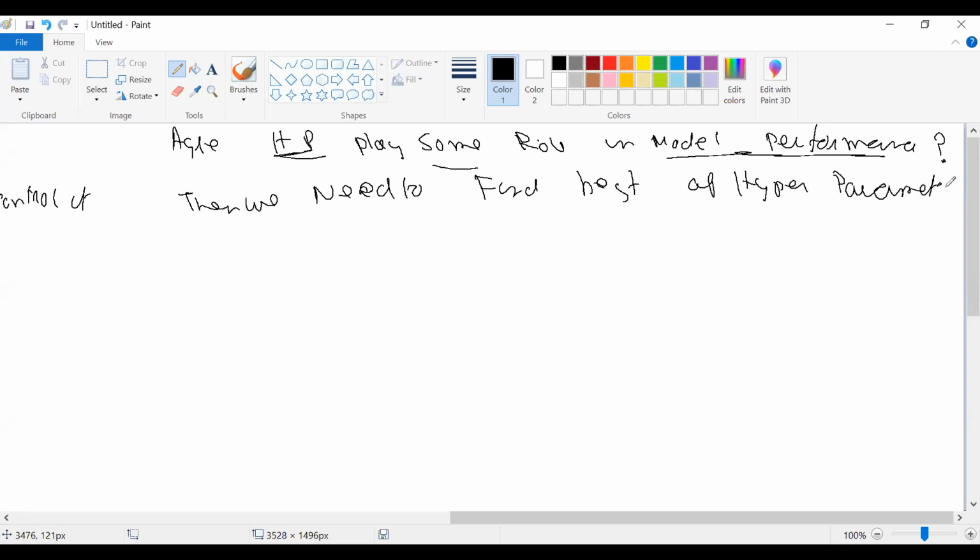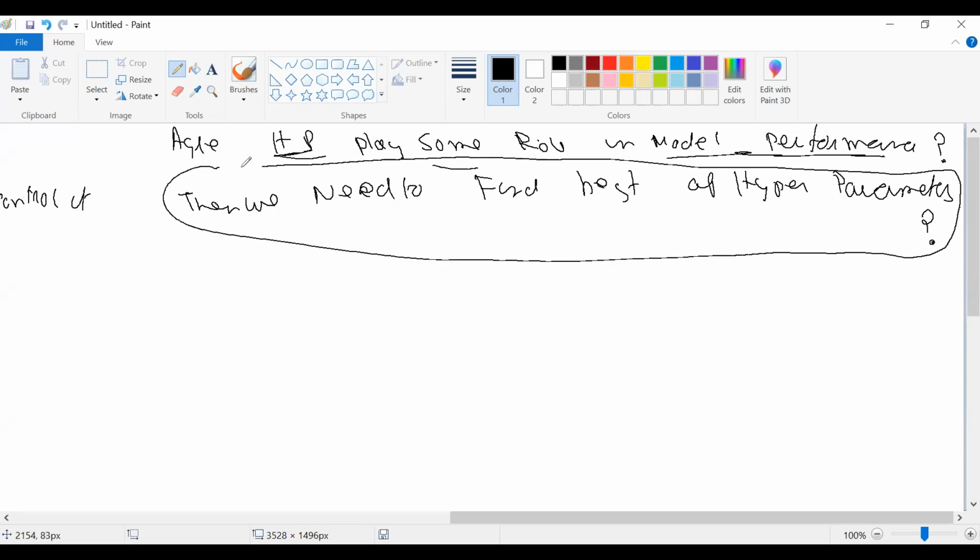We need to find the best set of hyperparameters because hyperparameters impact your model performance. So which set of hyperparameters gives me the best result? I need to find them. If this is the question, which set of hyperparameters will give you the best model? The answer to this question is very simple. It is hyperparameter tuning.